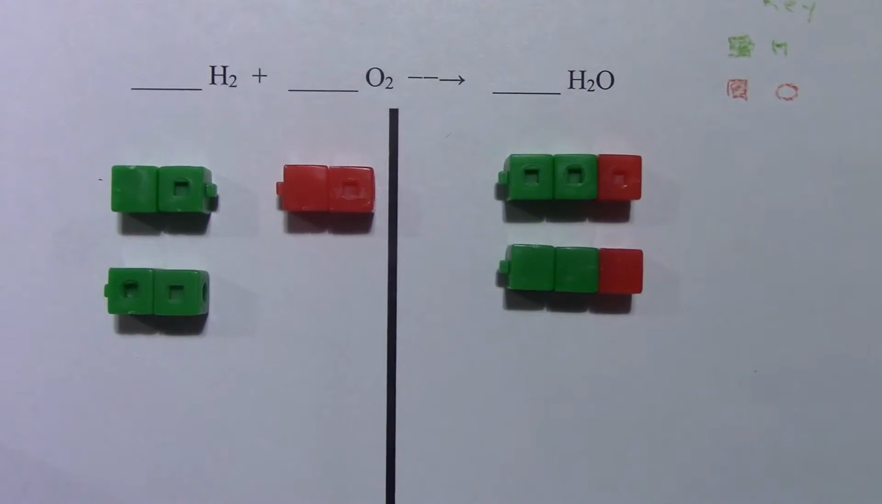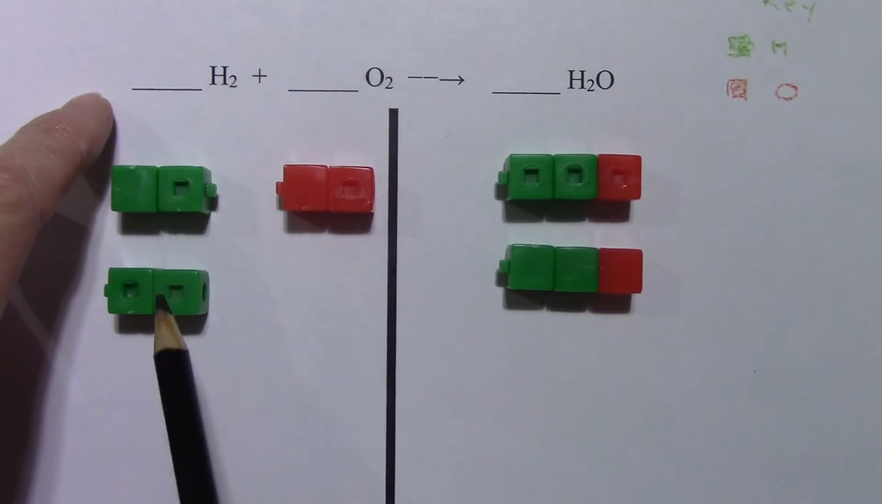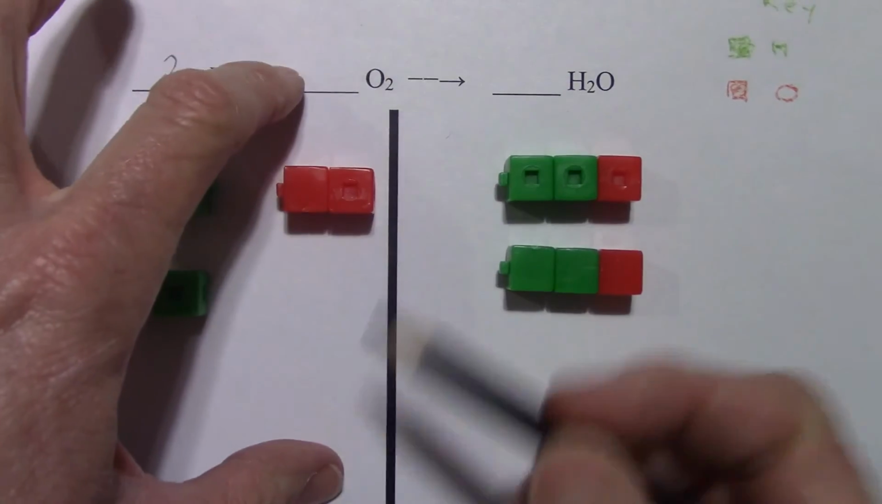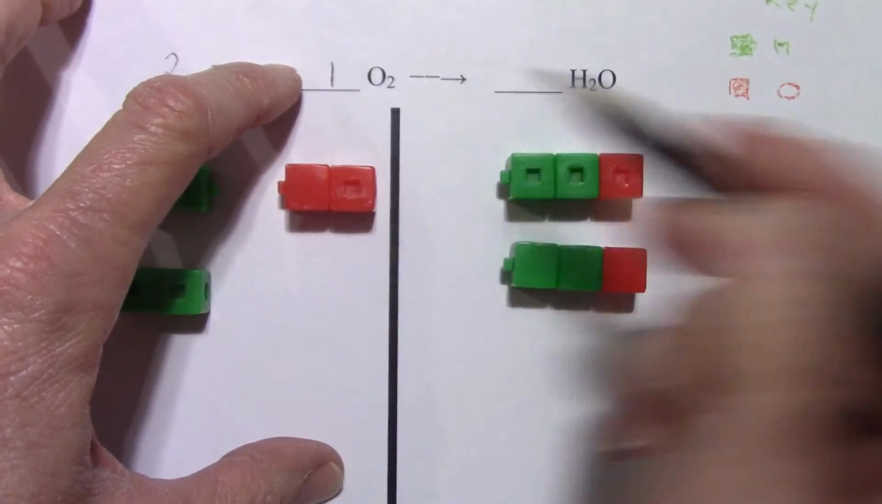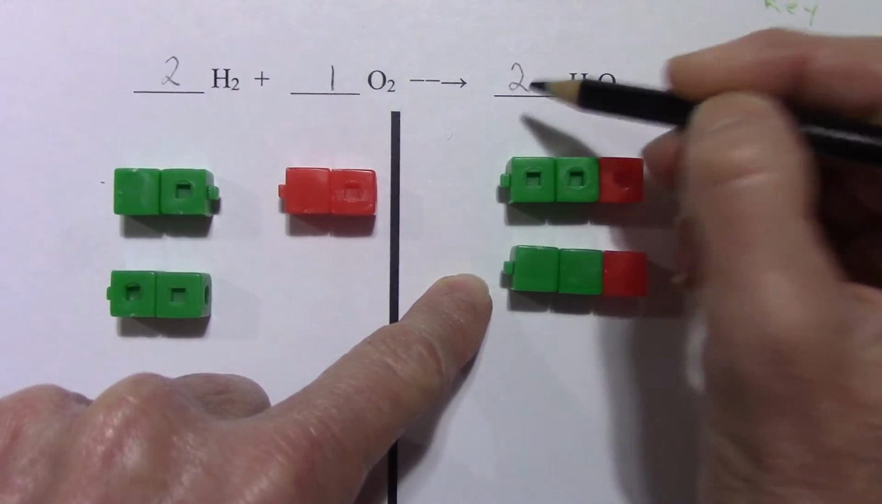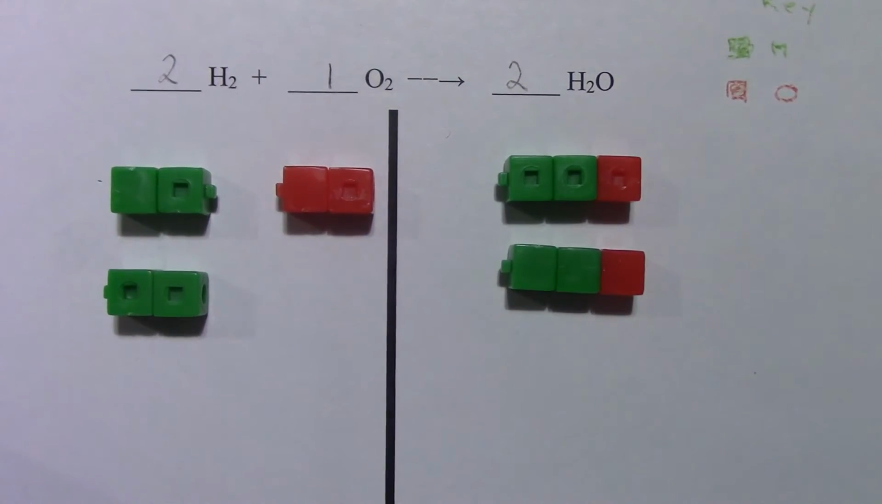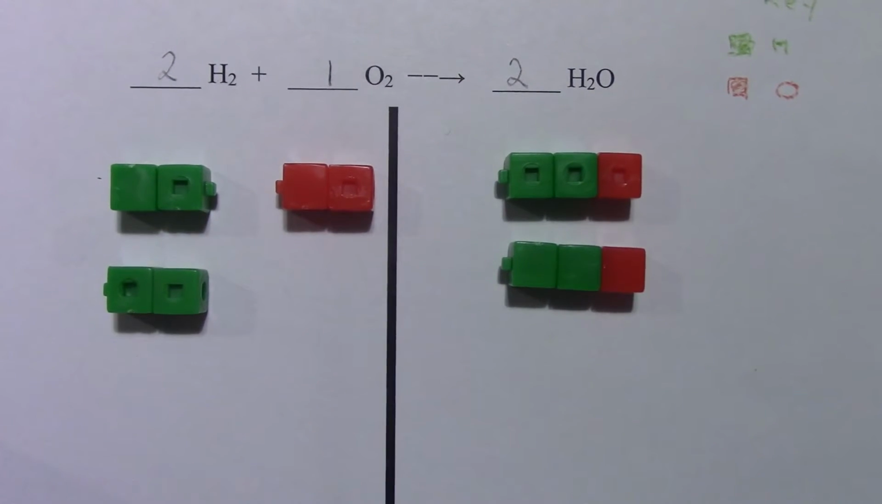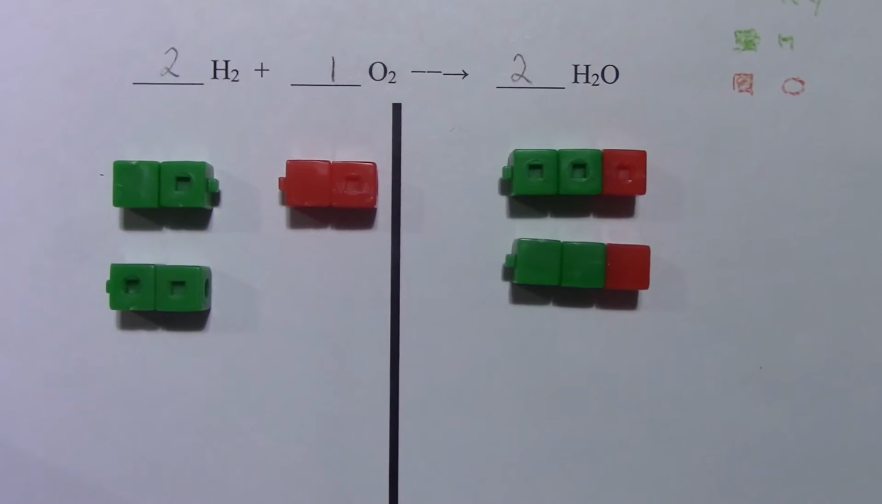So when I go to write that, I have two hydrogen atoms, one oxygen, and then I have two molecules of water. You don't need to write the one, but I like to write the one so I can see that there's actually one there. And then you can have your students just copy it, like if they were to draw it, then they'll have a record of it for next time.